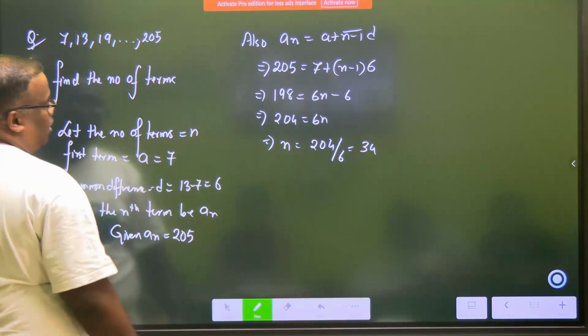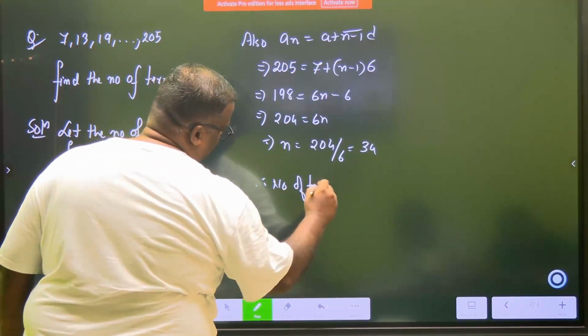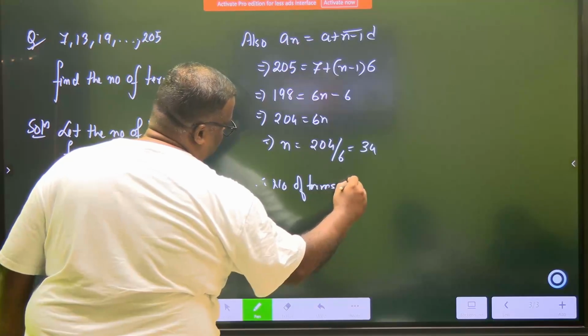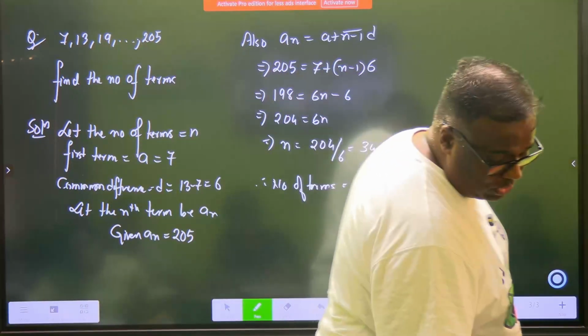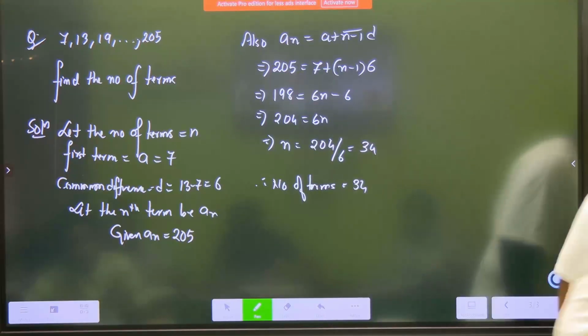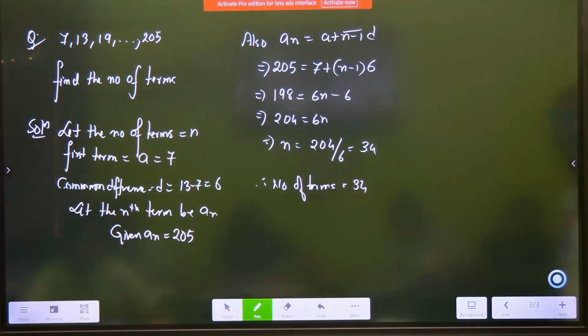34. Therefore, number of terms. This is typical questions which come in exam. Number of terms is equal to 34. Now see, it is not possible for you to write the AP of 34 terms, but using one formula, how nicely you found out how many terms are there in this AP. Did you understand this or not? Tell me first. If you have not understood, I can do again.